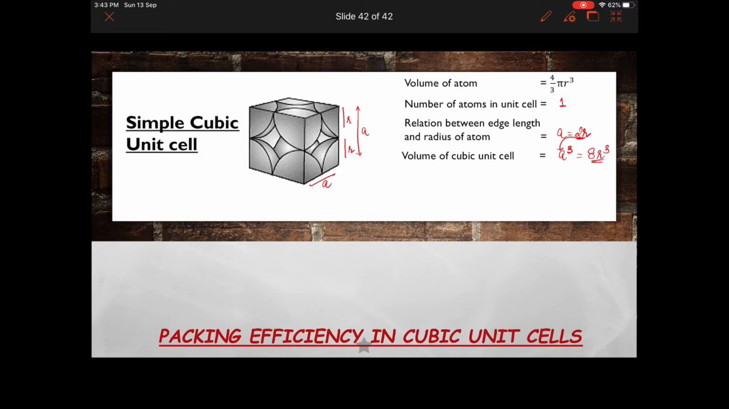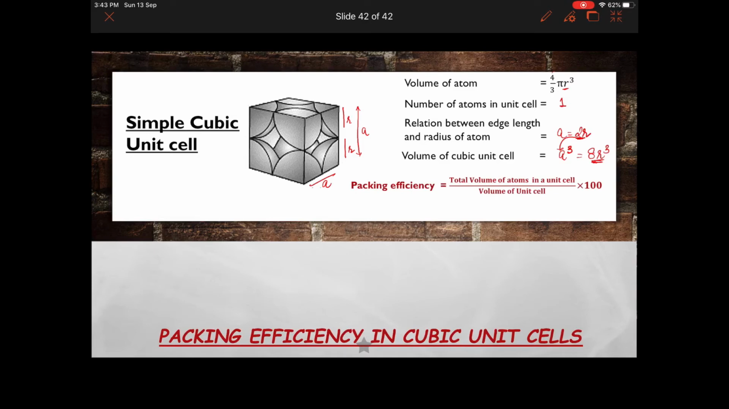Why I am doing this? Because volume of the atom is in the terms of radius. So I have to take volume of the unit cell also in terms of radius. Perfect है? Clear है ये चीज? कोई दिक्कत इस चीज में? Good, बहुत बढ़िया. Let's go ahead and calculate the packing efficiency.